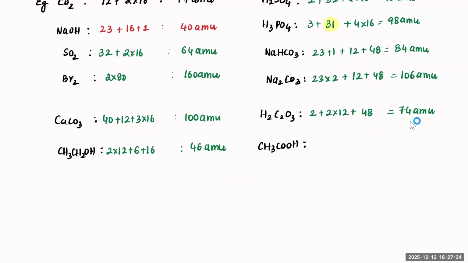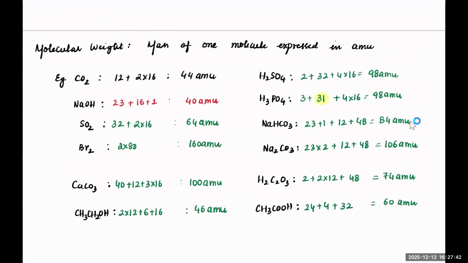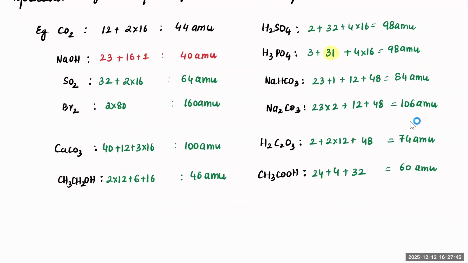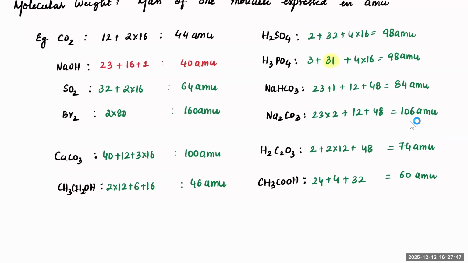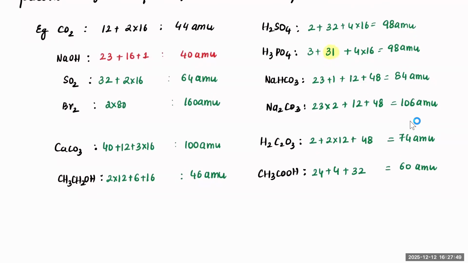Lastly, we have acetic acid, which is 12 plus 4 plus 32. Sorry, not 12, 24. 2 carbons, so 24 plus 2. So in total it is 60 AMU. You see, clear, beta?